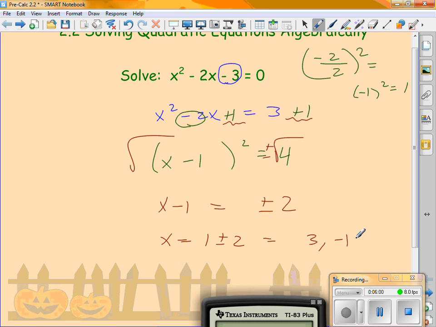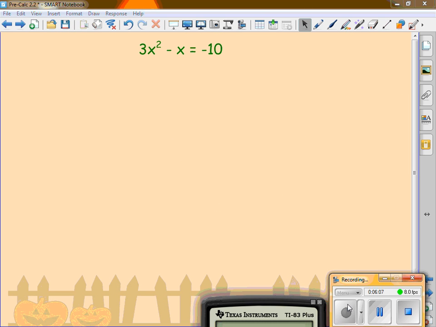3 ways got me the same exact answer. Are all of these familiar? I want you to try this one by any means necessary. 3x squared minus x equals negative 10.